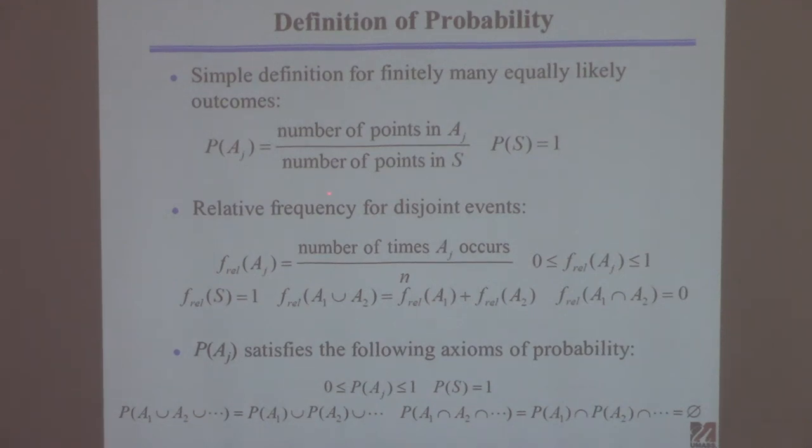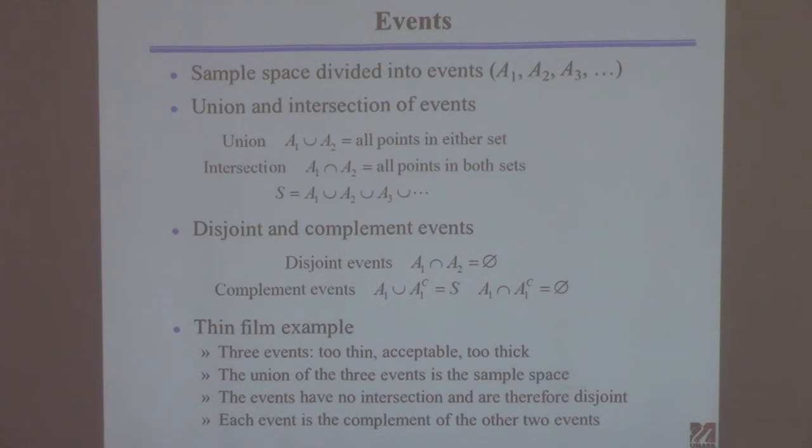Which means we're not biased to do one thing or the other. So in the book, they call this fair dice. It means if you roll dice, it's equally likely you'll get any of the numbers, right? It's not biased in any way, equally likely, okay? So the definition is the number of points in this set divided by the total number of points in the entire space, the sample space.